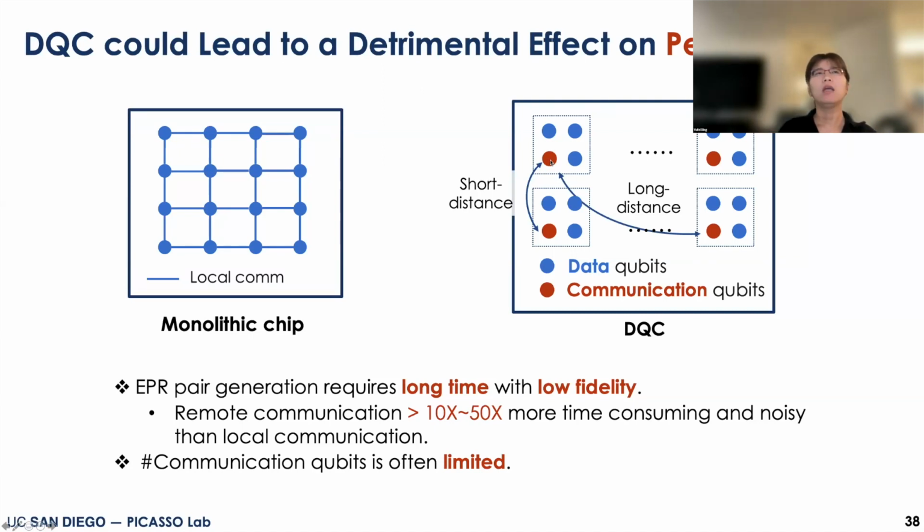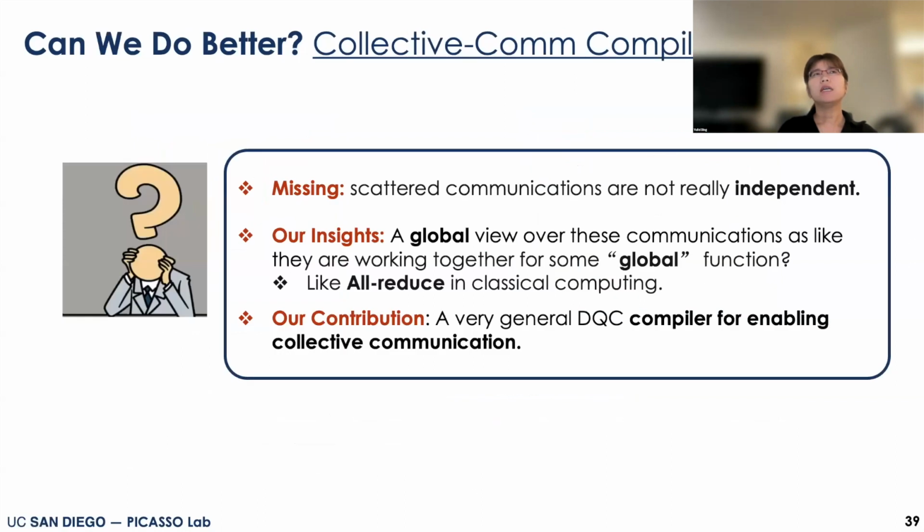To this end, here I just want to show that there is some work on DQC, but their focus is only on better partitioning, trying to minimize the number of remote gates. And our point is, can we do better?